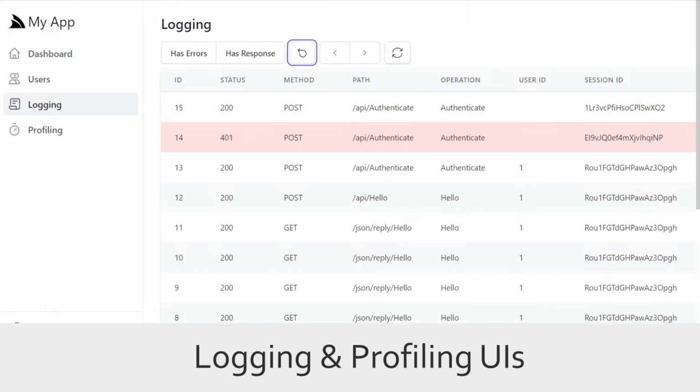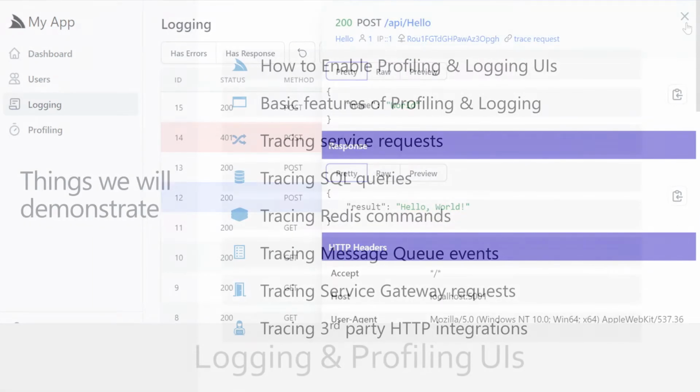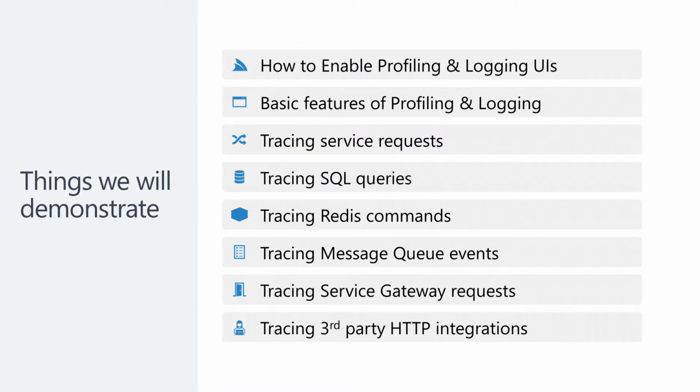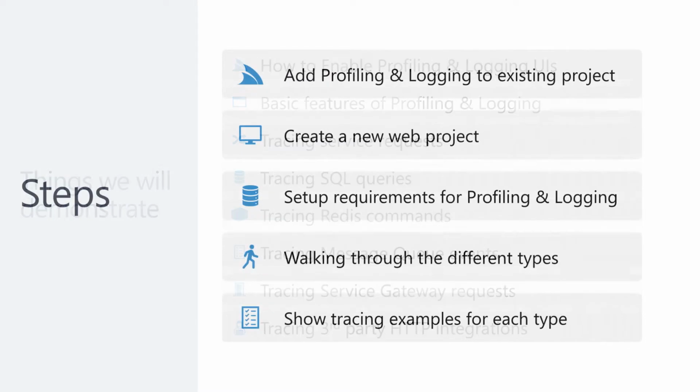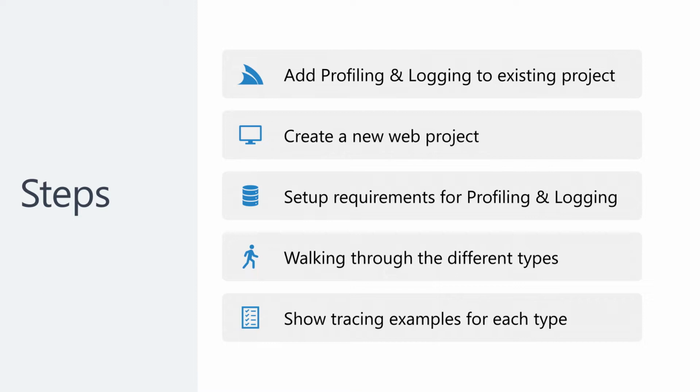To better illustrate how this works, we're going to walk through using the profiling and logging admin UIs, looking at the different operations we can profile and trace out of the box. These include the plain ServiceStack services, OrmLite database calls, ServiceStack Redis client commands, message queue services, service gateway calls, and external HTTP API operations. We will create a new project and walk through adding example functionality that illustrates each type of event and how they present in the logging and profiling admin UIs.